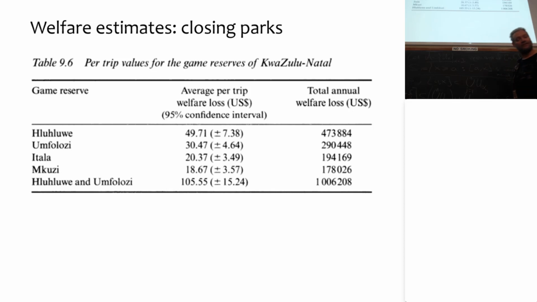In this case, the assumption is that the total annual welfare loss is essentially what happens if we close these parks to the locals and reserve them for Europeans, right, who are willing to pay much more. What would be the welfare loss of this? And what you see is that these are relatively sizable numbers. So per trip, consumer surplus varies somewhere between $18 per person per trip to $50 per person per trip. And for your average person in KwaZulu-Natal, that is a reasonable sum of money.